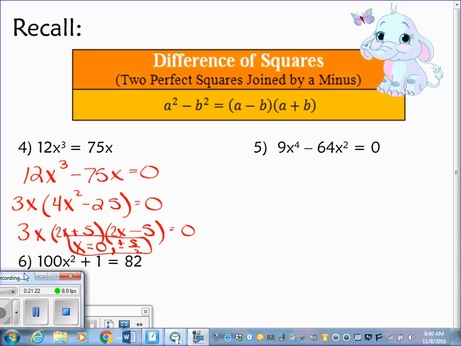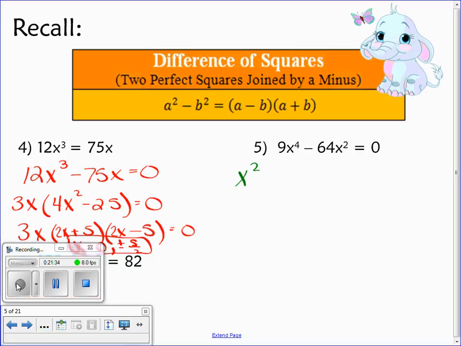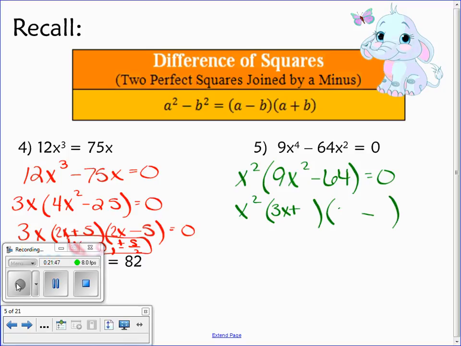Next 2. Together. All right, number 5. Stop speaking. All right, so it's already set equal to 0. GCF? None. So we have 9x squared minus 64 equals 0. That's a difference of squares. One's plus, one's minus, 3x and 8 and 8. Square root of 9x squared is 3x. Square root of 64 is 8.